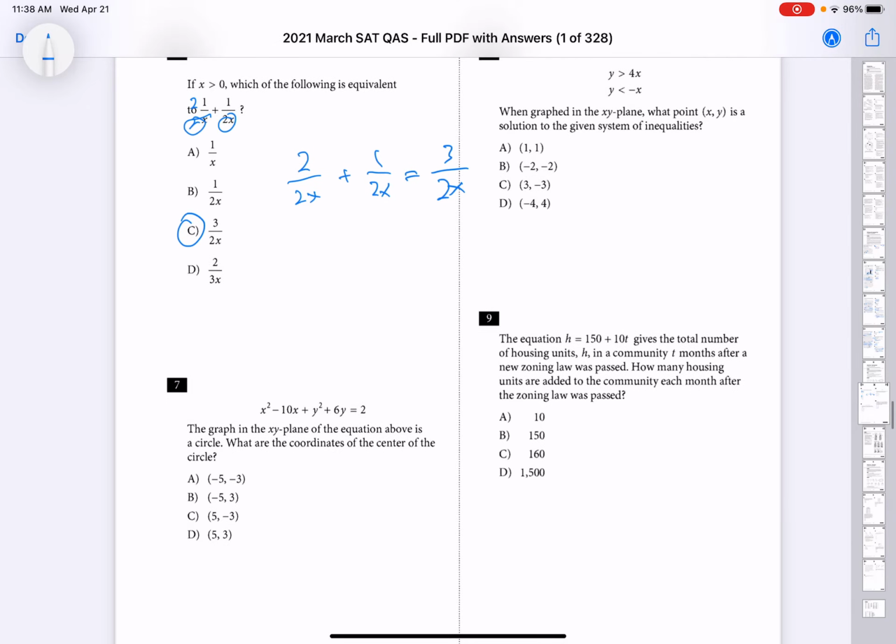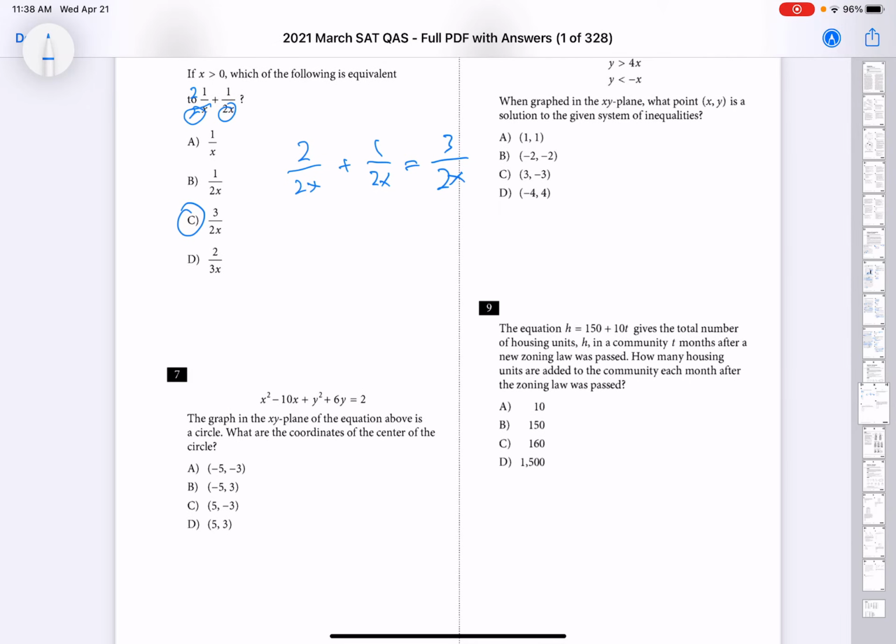Number 7. The graph in the xy-plane of the equation above is a circle. All right, so this is a circle. What are the coordinates of the center of the circle? So to find the center of the circle, you take this middle term, negative 10 over 2, and you get negative 5. And then you take this middle term, 6 divided by 2, and you get positive 3.